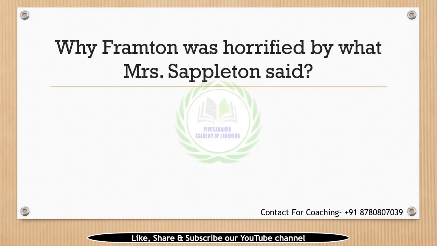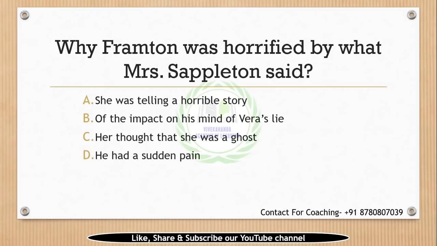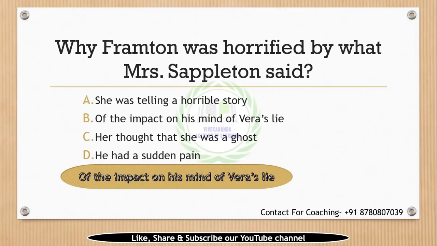Why was Frampton horrified by what Mrs. Sappleton said? The options are: A. She was telling a horrible story, B. Of the impact on his mind of Vera's lie, C. Her thought that she was a ghost, D. He had a sudden faint. So the correct answer is B, of the impact on his mind of Vera's lie.